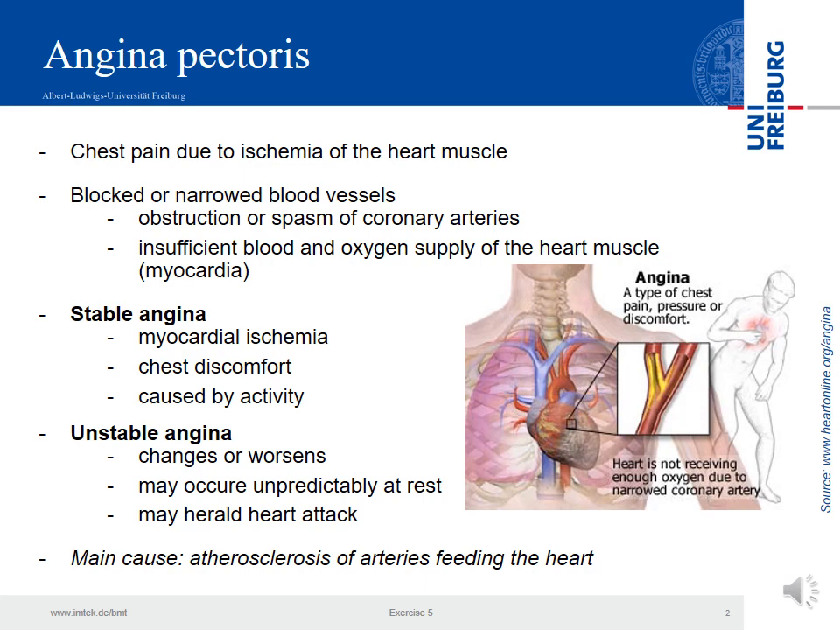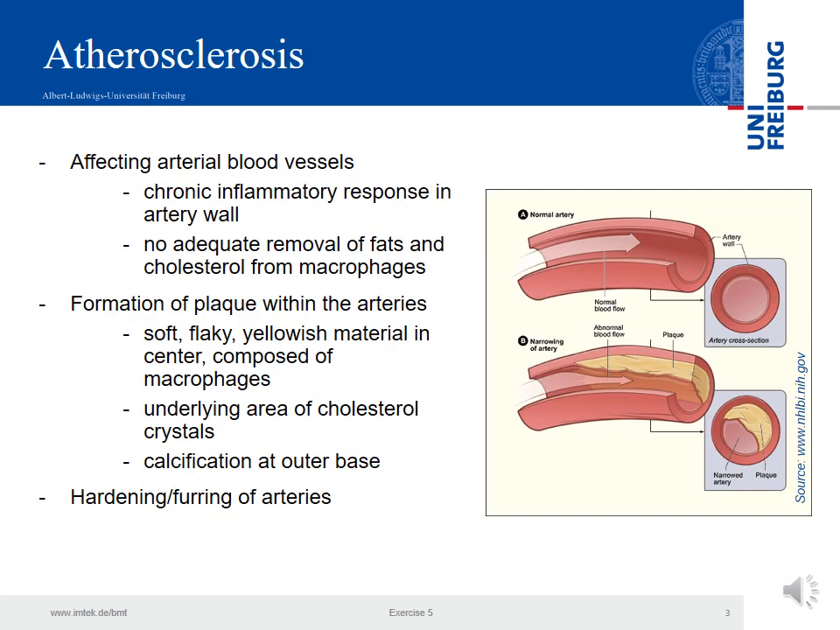And if you would like to do something against something, you should know where it comes from. The main cause is arteriosclerosis of those arteries that are around the heart muscle and feed the heart with oxygen and nutrients. So how does this work? We can either have a chronic inflammation on the artery wall, and/or have no adequate removal of fatty substances and cholesterol by macrophages. And if this happens, a plaque forms within the arteries.